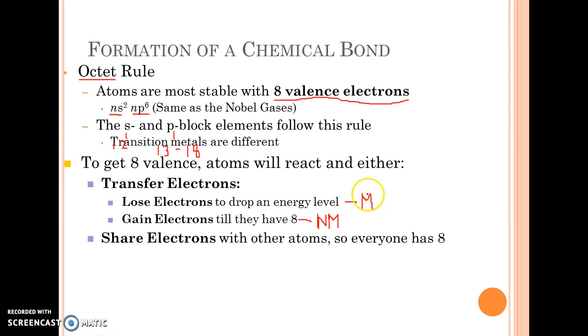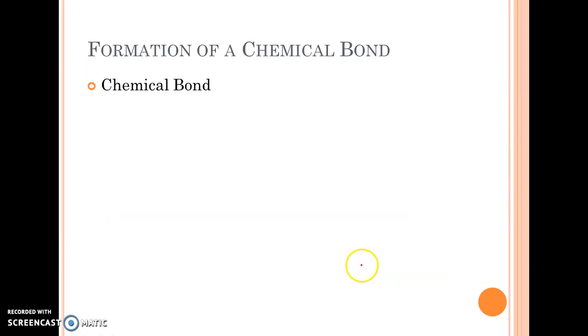However, a metal will not share with a nonmetal. They're going to transfer. So again, metals share with metals, and nonmetals share with other nonmetals. Okay, they will not share with each other if they are two different types of elements, which leads us into our next slide here, which talks about the different types of chemical bonds.